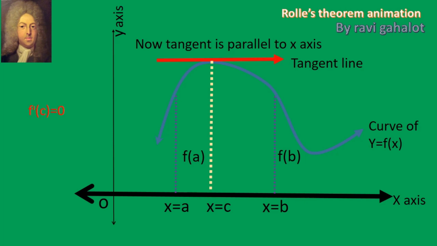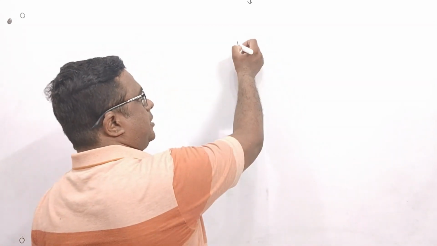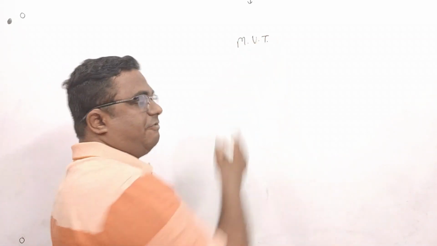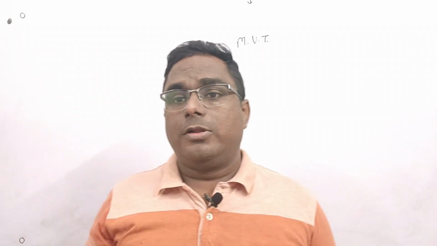Now students, we are coming to the last topic of this video, which is Lagrange's mean value theorem. This theorem is also known as MVT in short form. We call it MVT or mean value theorem. All right. So first of all, let us see its definition.